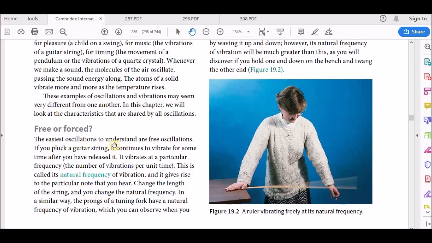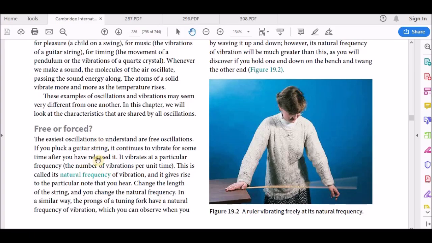The easiest oscillations to understand are free oscillations. If you pluck a guitar string, it continues to vibrate for some time after you have released it. It vibrates at a particular frequency, the number of vibrations per unit time. Now frequency, you know the definition, is number of waves per second, or number of vibrations, oscillations or cycles per second. So it vibrates at a particular frequency, that is the natural frequency, and it gives rise to the particular note that you hear. Change the length of the string and you change the frequency.